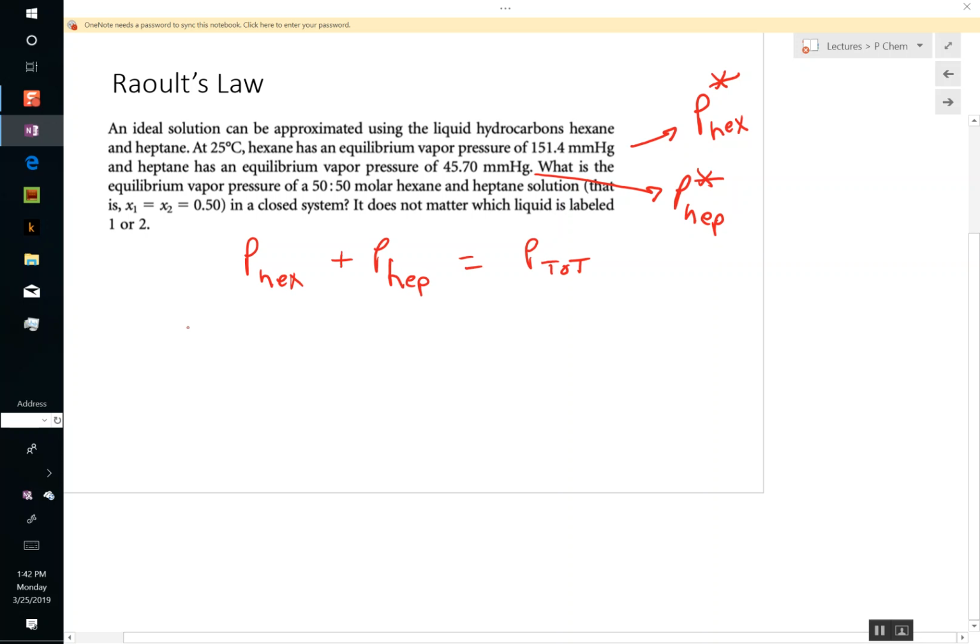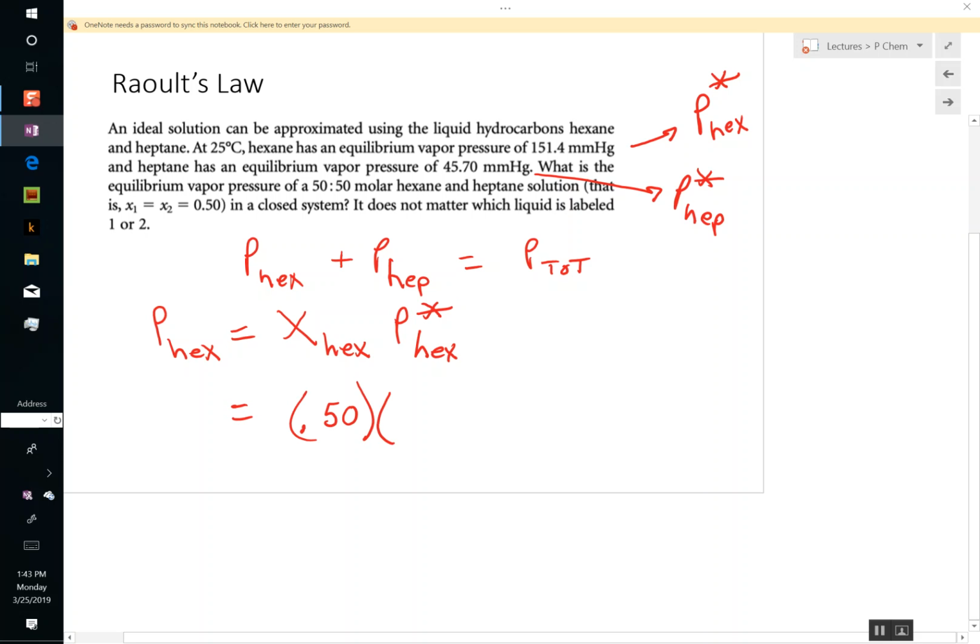And what does Raoult's Law tell us? Raoult's Law tells us that the vapor pressure of the hexane is equal to the mole fraction of hexane times the vapor pressure of pure hexane. The math is simple. You have to figure out what the data is telling you. The challenge is following the data. So, what is the mole fraction of hexane? 0.5.